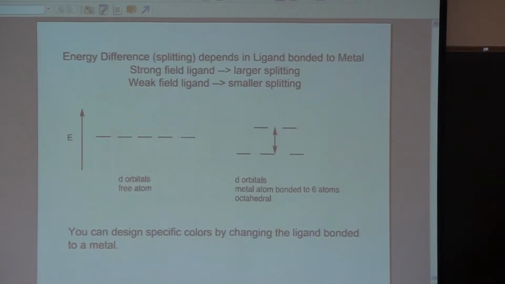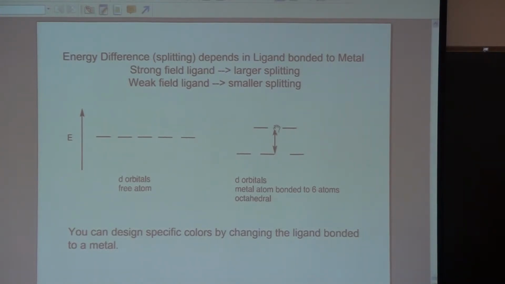Okay, so if you go on to this next slide, here's what's happening. If you have a free atom with d orbitals, note that you have 5 d orbitals. All those d orbitals are at the same energy. And in chemistry terms, when orbitals are at the same energy, they're called degenerate. So these are the 5 degenerate d orbitals. Now, when you have a metal atom bonded to 6 other atoms, these 5 d orbitals are not the same energy anymore. They actually split into 3 orbitals at a lower energy and 2 orbitals at a higher energy.